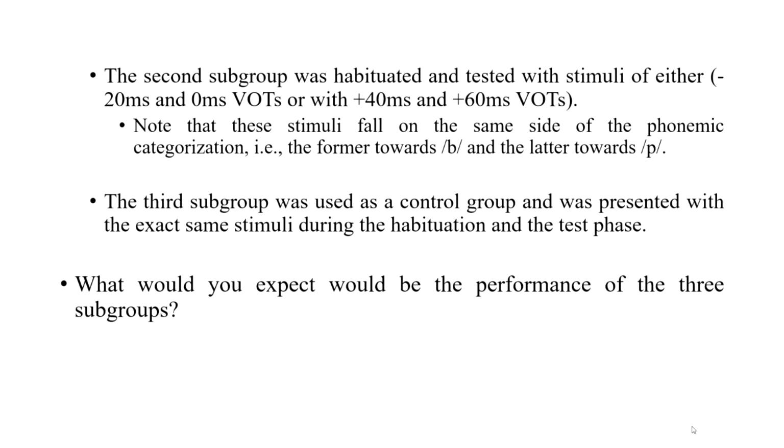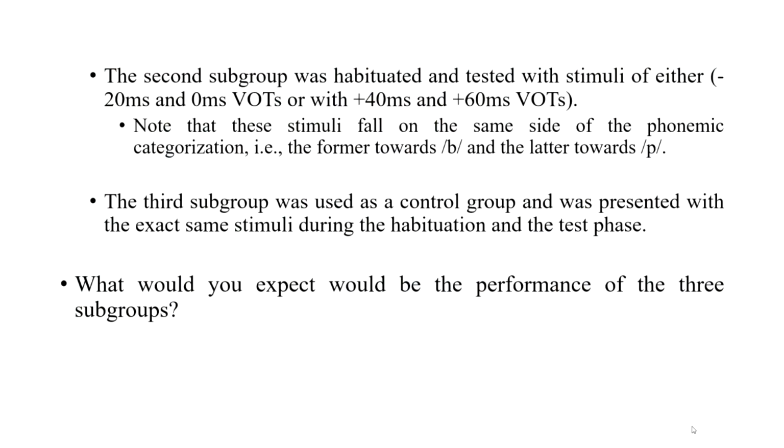Similarly, the second subgroup was habituated and tested with stimuli of either 20 milliseconds and 0 milliseconds, or 40 milliseconds and 60 millisecond VOTs. Here you can see that both pairs of stimuli lie on the same side of the b and pa spectrum. For example, 20 and 0 both lie within the b spectrum, and 40 and 60 both lie within the pa spectrum. The idea here is to check whether infants at 1 month and 4 months can actually distinguish between the two sounds, because the only difference between b and pa is the VOT values.